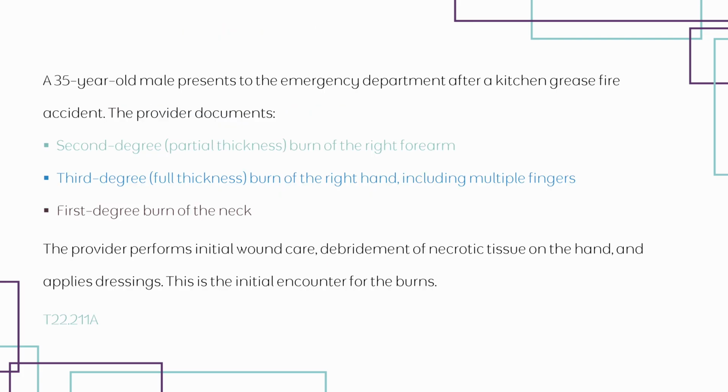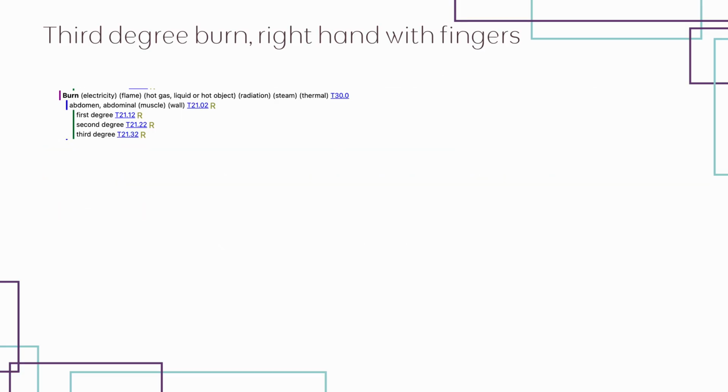Now, let's take a look for the code for the third-degree burn of the right hand, including multiple fingers. Same process. Let's find the term burn in the alphabetic index. Under burn, you should locate the entry for hand. Pause the recording if needed.